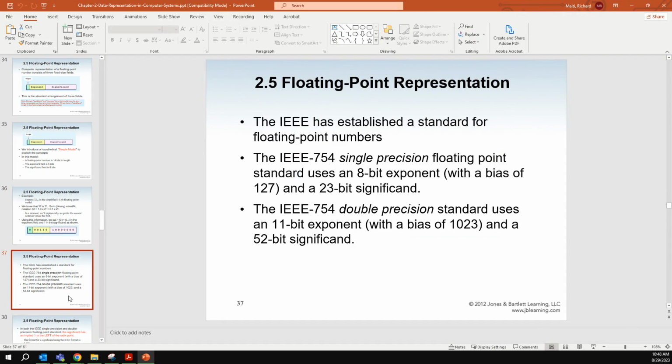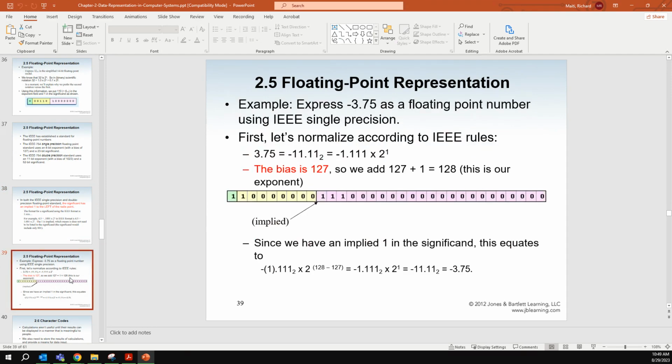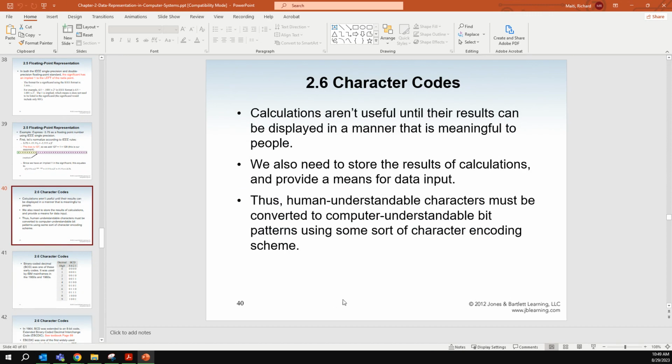And then the IEEE standards. IEEE has a different standard for their single precision and double precision. More into the IEEE standard and how it's represented. You can take a look at those.